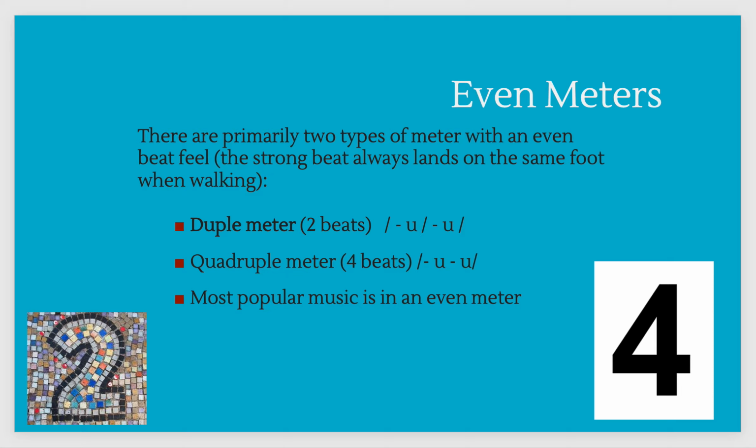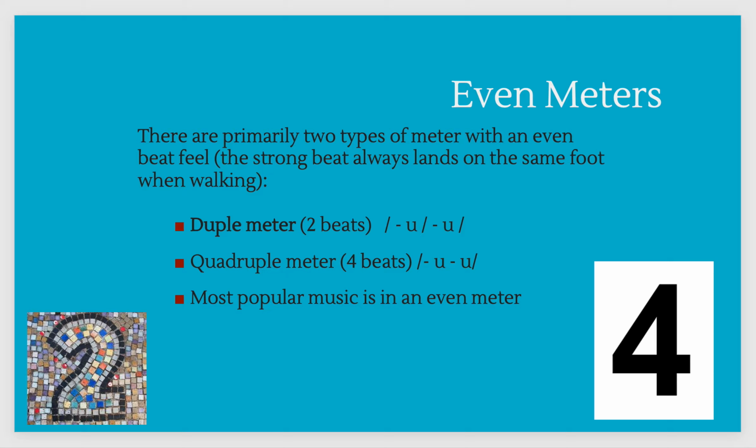Okay. So let's talk about even meters, because in music we typically have even meters and we have uneven, or odd meters, I guess is a better way to say it. There are primarily 2 types of meter that we're going to be looking at this quarter that have an even beat feel to them. That means that if you're marching in place or walking, or if you're using both hands to tap, the strong beat always lands on the same side of the body or the same foot when walking.